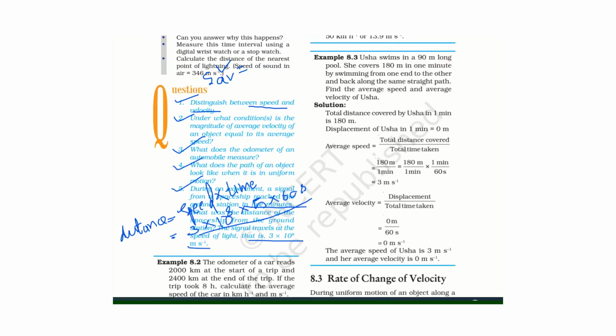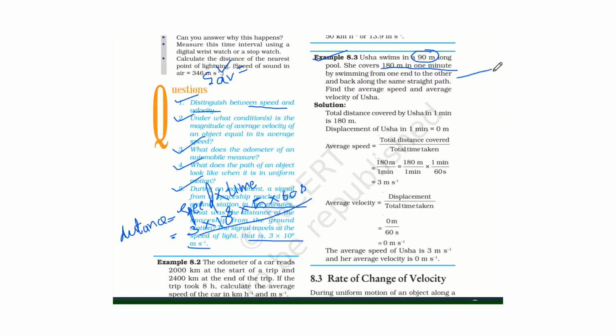Now see this problem. Usha swims in a 90-meter long pool. She covers 180 meter in 1 minute by swimming from one end to the other and back along the same straight path. Find the average speed and average velocity of Usha. So length of the pool is 90 meter. She swims from this end to this end, then again back.